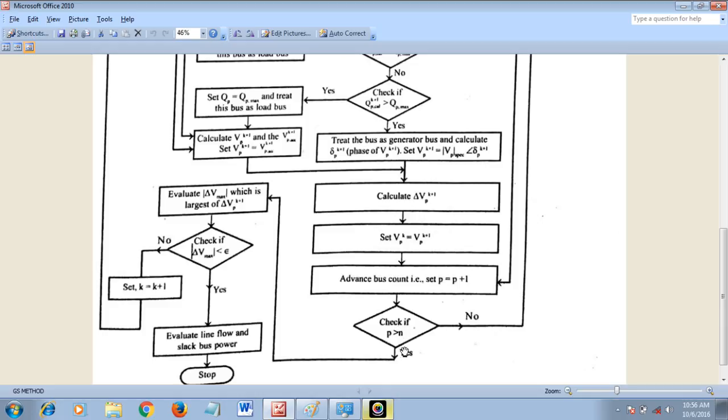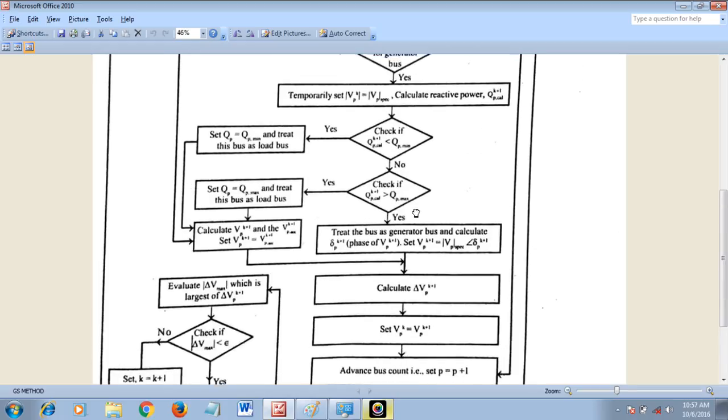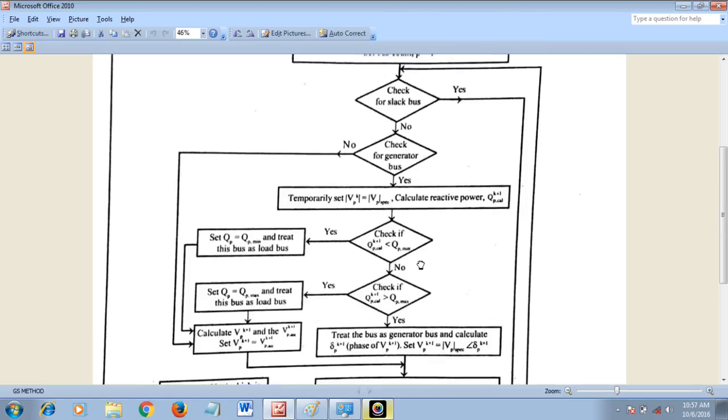If it is yes, we have to evaluate del V max, which is the largest of del Vp k plus 1. Here you have to check whether the maximum change in voltage is less than epsilon. We have to check whether the convergence criterion is satisfied or not. If it is yes, evaluate the line flow and slack bus power. Finally, it is stop. So where we started, I started with the slack bus.